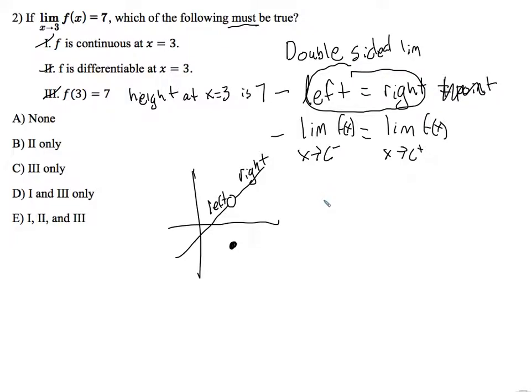Okay, so the limit is 7. Got it. All right, so number 2 is none.